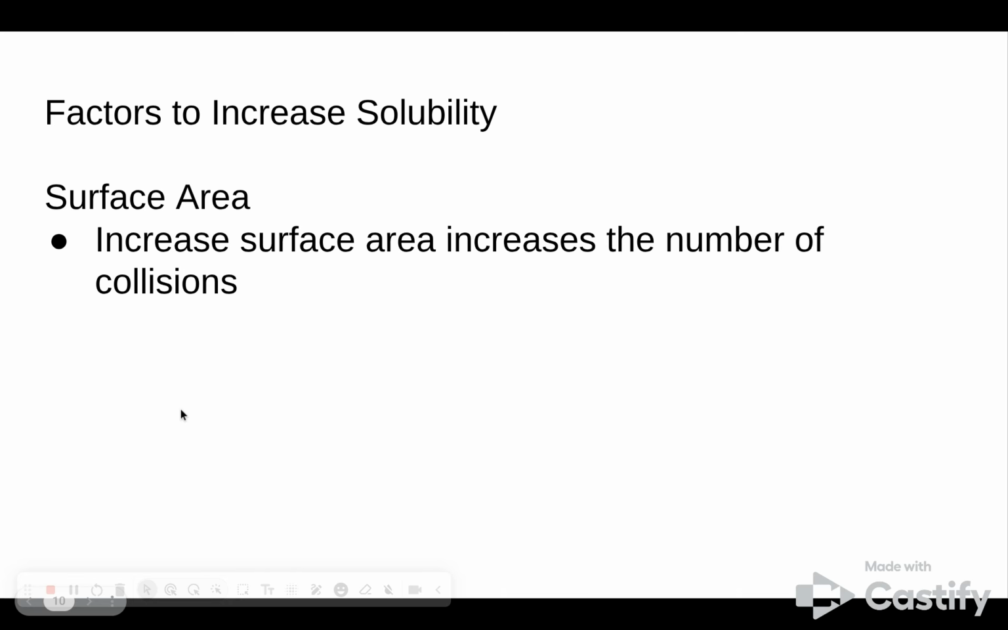The next one is surface area. Increased surface area increases the number of collisions. So the particles are colliding with the solvent more, and it's going to dissolve faster. Go ahead and copy this down.